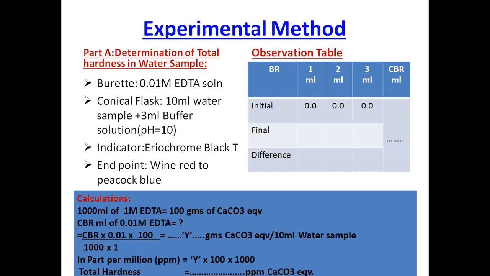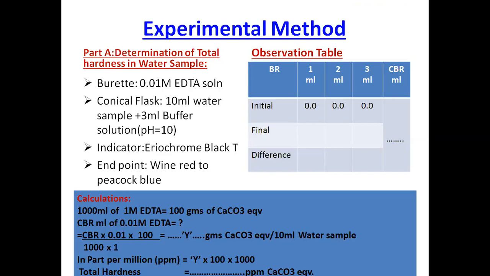Now, actually, what is the experimental method? How can this be done? We take 0.1 molar EDTA solution in the burette. We take 10 ml water sample in a conical flask and add 3 ml buffer solution, which has a pH of 10, in order to maintain the pH of the conical flask solution or water sample. And then we titrate it against EDTA after the addition of EBT indicator.